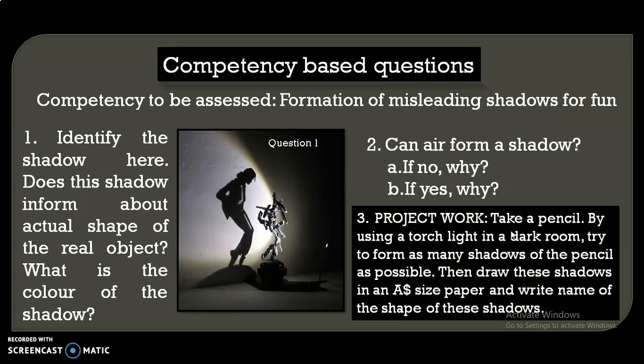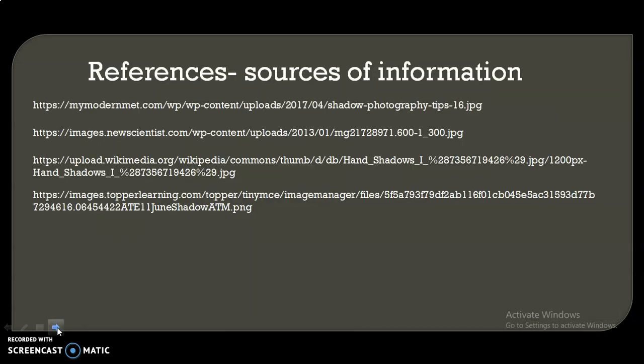Some project work for you. You have to take a pencil and use a torchlight in a dark room. Try to form as many shadows of the pencil as possible. Then draw these shadows on an A4 size paper and write the name of the shape of these shadows. You have to use an A4 size blank paper.